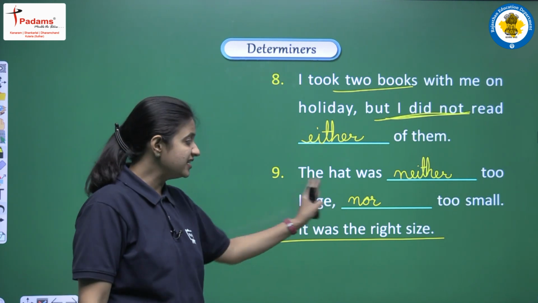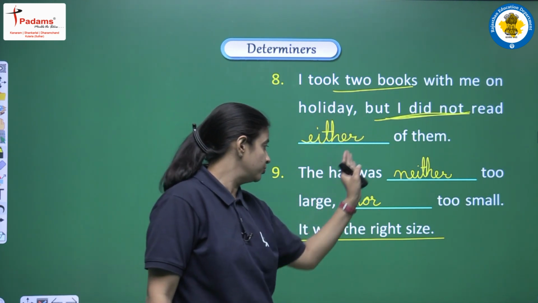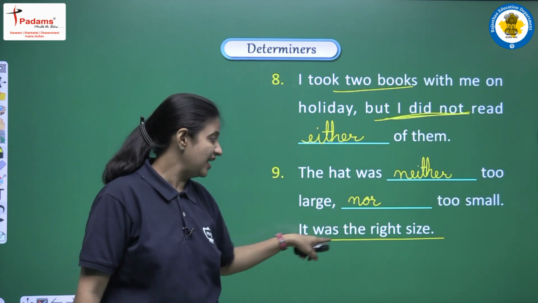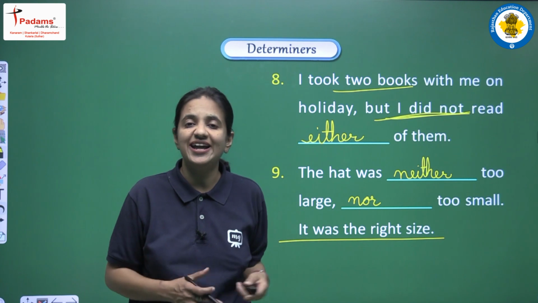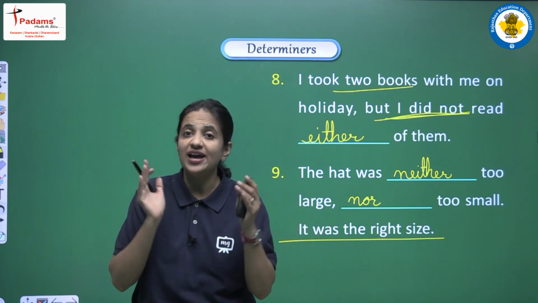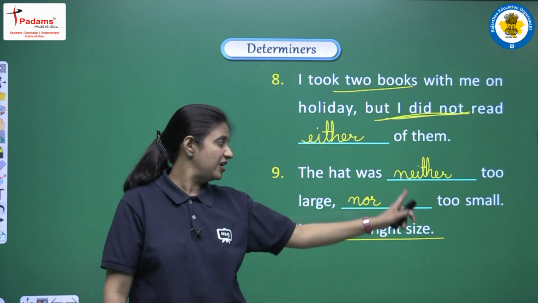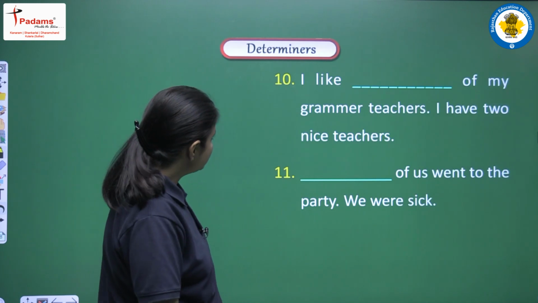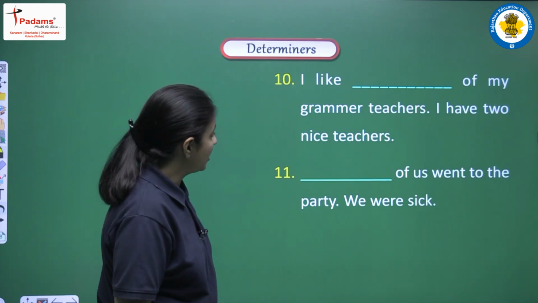ओके, सो अगर वो राइट साइज की है, इट मीन्स वो ना तो ज़्यादा बड़ी है ना ही ज़्यादा छोटी है, तभी तो वो बिल्कुल एग्जैक्ट साइज की होगी, तभी तो वो बिल्कुल राइट साइज की होगी. ओके, सो यस, यू हैव टू ऑब्जर्व द सेंटेंस वेरी केयरफुली, देन ओनली यू विल बी एबल टू राइट द प्रॉपर, द एप्रोप्रिएट डिटर्मिनर्स. Next is, I like of my grammar teachers.